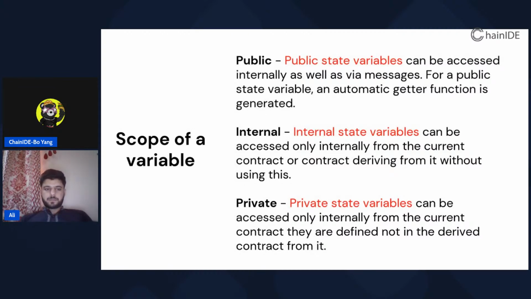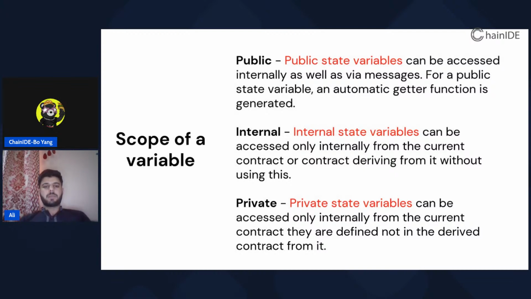So as I talked earlier, there are three types of variables: state variables, local variables, and global variables. There are different scopes for a variable also: public, internal, and private. Here is one thing to note: just state variables have a scope, not other variables. Local and global variables don't have a scope, just state variables have a scope. So there are three scopes for a variable: public, internal, and private.